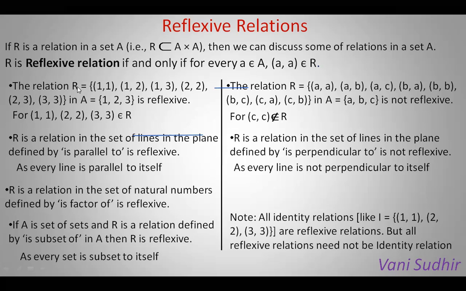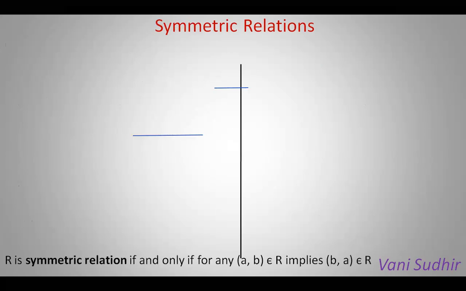Here, if you take the first example, R equals (1,1), (2,2), (3,3), and some more elements are there. See, (1,2). This is not an identity relation. If you take (1,2), you should have only elements which are related to themselves. That's why we are saying all identity relations are reflexive relations, but all reflexive relations are not identity relations. Next, we'll go for symmetric relations.